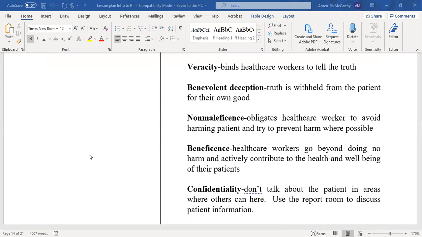Beneficence is healthcare workers go above and beyond doing no harm and actively contribute to the health and well-being of their person. So this is somebody who just goes above and beyond all the time, which you won't have much time to do. But this is after you gave the breathing treatment, or you got the ABG, or you did some postural drainage, some hyperinflation therapy, or some education to the patient.